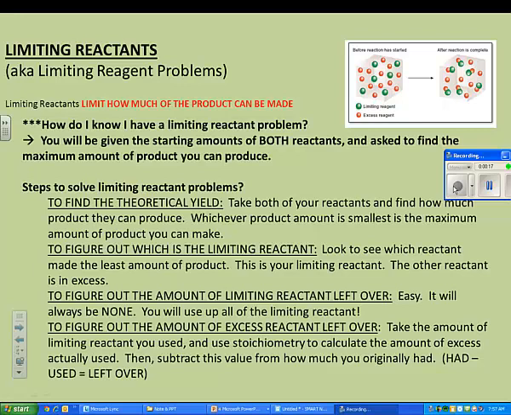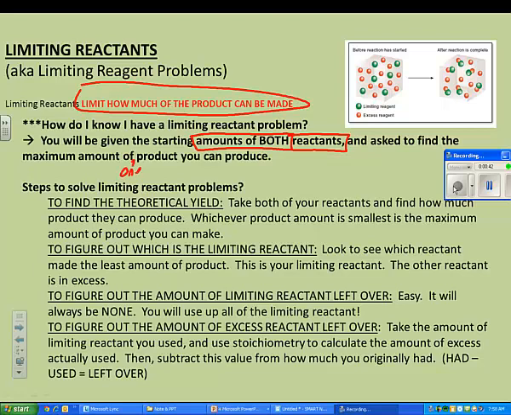So limiting reactant is the limit on how much of the product can be made. So it's the maximum amount that can be made. So how do you know if you have a limiting reactant problem? This is really simple. You will be given amounts of both of the reactants. So you're going to have two givens, one for each reactant, and asked to find the amount of one product.